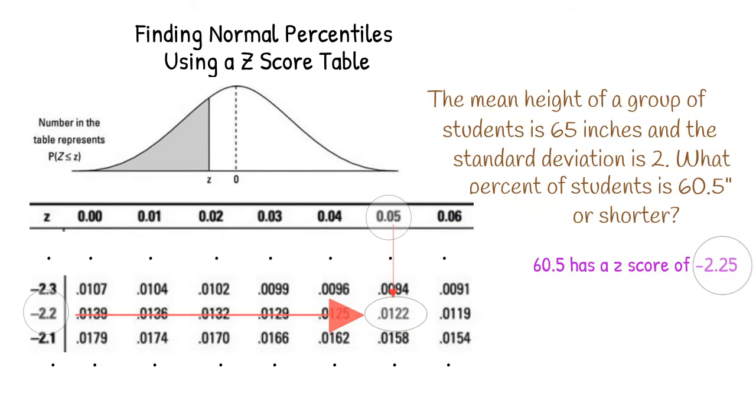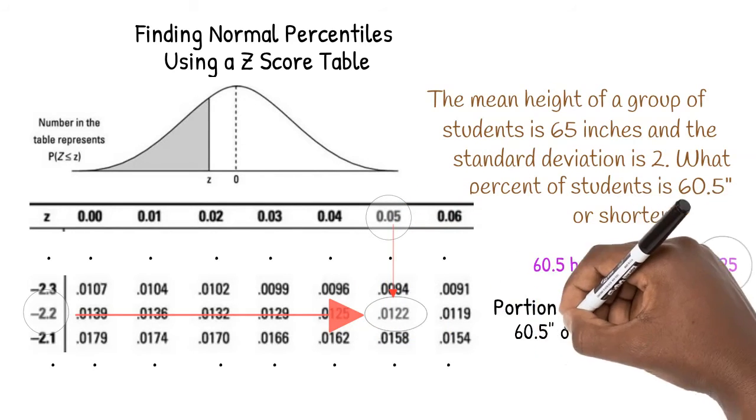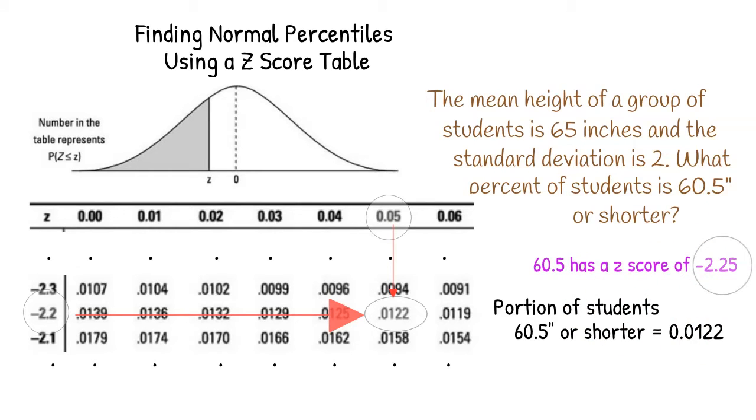The portion of students 60.5 inches or shorter is 0.0122. We multiply that by 100 to turn it to a percent and get that 1.22% of students are 60.5 inches or shorter.